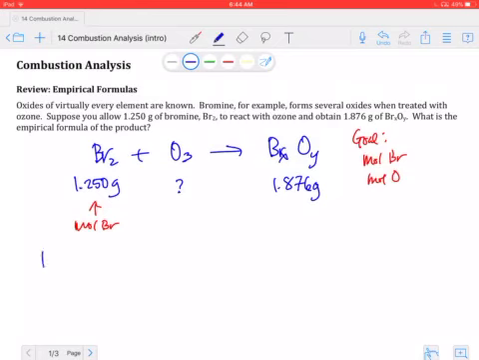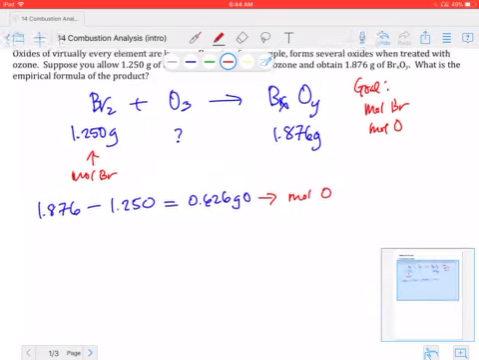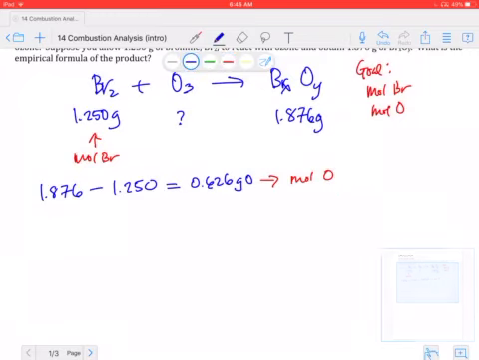So I'll go ahead and do that here. So this 1.876 minus the 1.250. This is going to get me grams of oxygen. So this number is 0.626. And I'm going to use this to get me moles of oxygen. So I have moles of bromine, moles of oxygen, and then we can solve for our empirical formula. So we'll go ahead and do that.